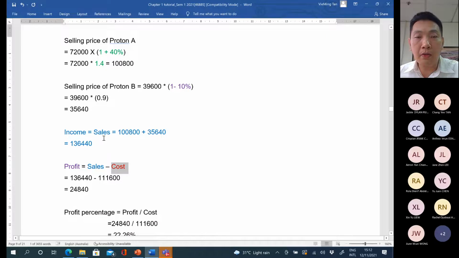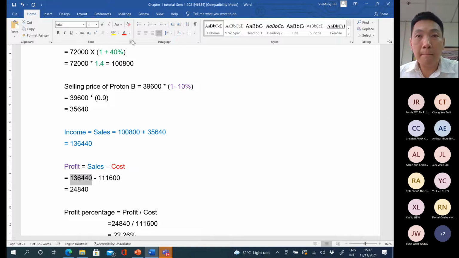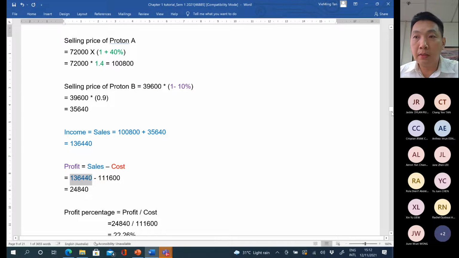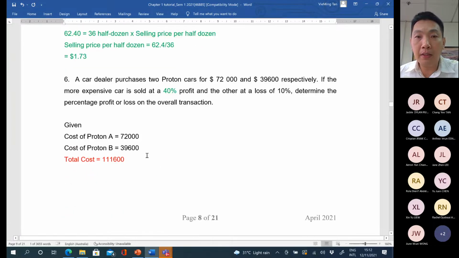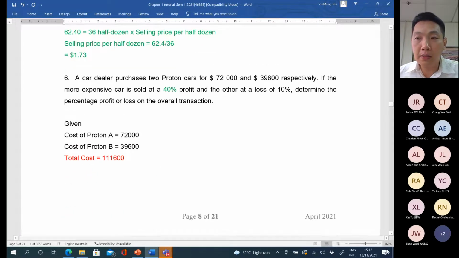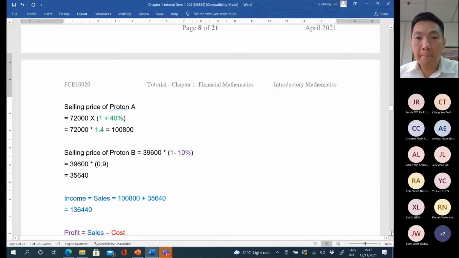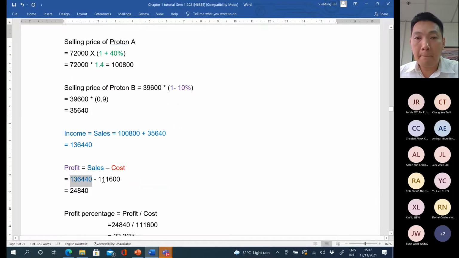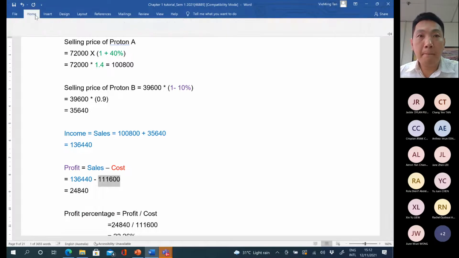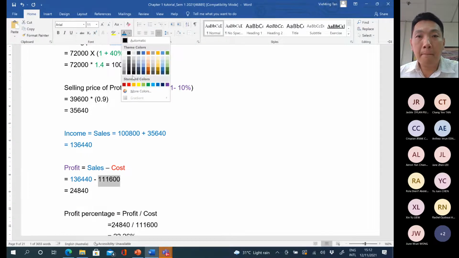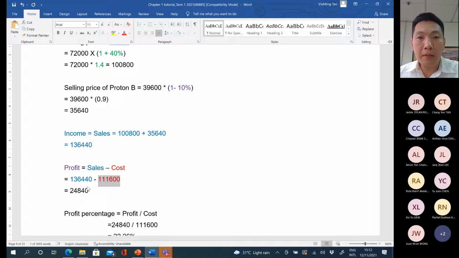So total sales for both cars is equal to this number. Substitute to here, blue color. And then the cost is already given from the beginning here. Total cost for both cars. Substitute to here. Okay, so simplify, you'll get the profit.